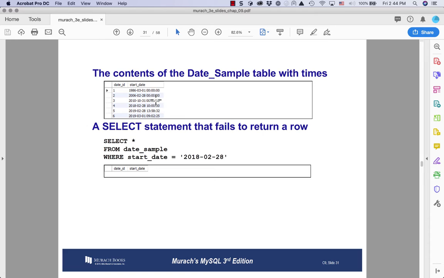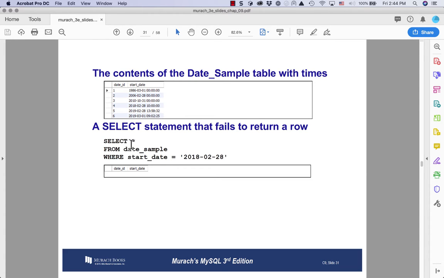So here we've got date times. Quite a few of them are on 02-28. There's one in 2018, 2019. We've got a bunch of different date times.